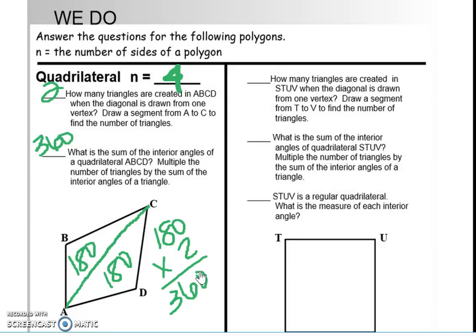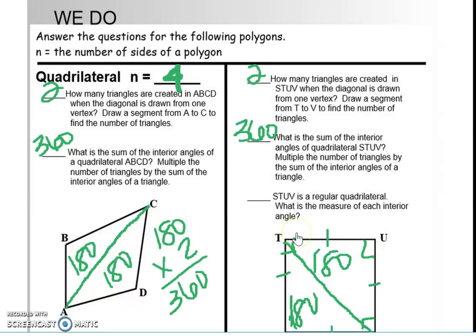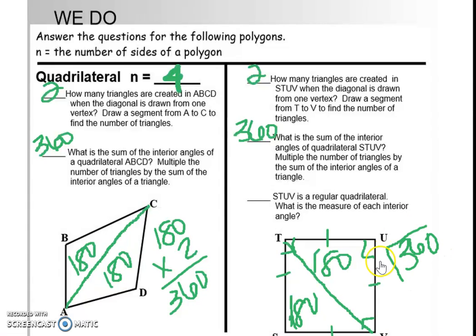How many triangles are created in the other one? Draw a segment from T to V. So I have 2 triangles again. Again, if I have 180 here and 180 here, I have 360 total. And this is a regular quadrilateral, which means that all of these are the same and all of these are the same. So if it's a regular quadrilateral and there's 360 degrees and they all have to be the same, then each one has 90 degrees.